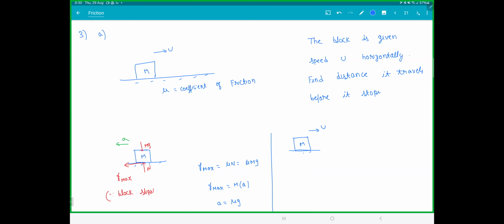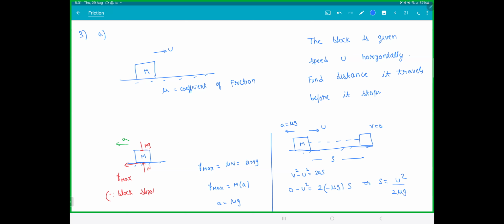So this block has speed u. This block has acceleration mu g. It will travel some distance and eventually stop. And you are asking, what is this distance? v square minus u square is 2as. Final speed is 0, initial speed u square. Right positive, left negative, sign convention. a is minus mu g into s. s is equal to u square by 2 mu g.